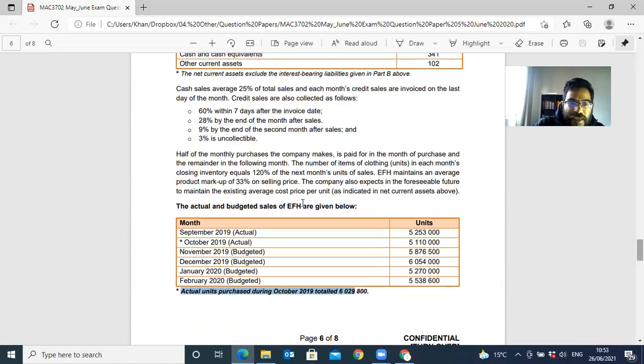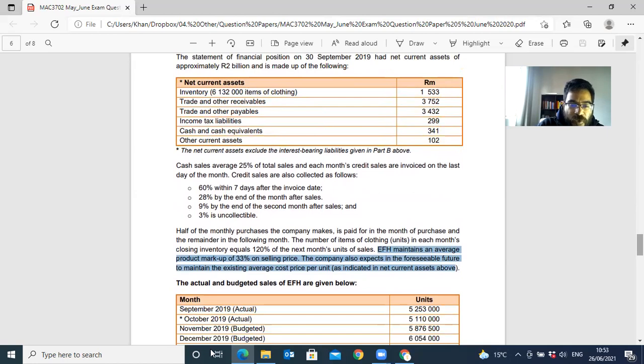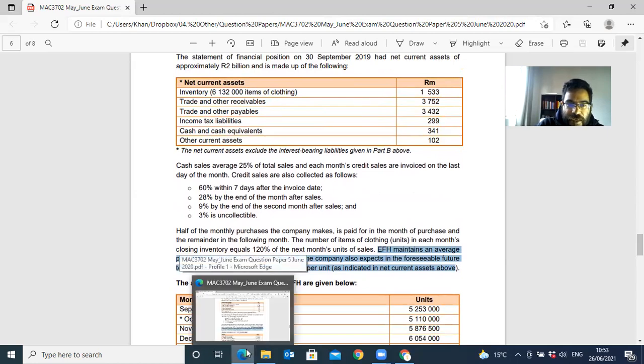Now they're telling us that EFH maintains an average product markup of 33%. The company expects in the foreseeable future to maintain the existing average cost price per unit as indicated in the net current assets above. Okay, so now we can work out the expected actual purchase price. So let's go and have a look.